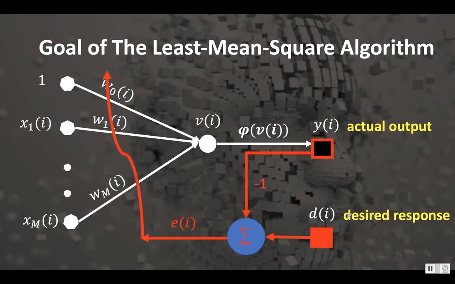The goal of the least mean square method is adjusting the weight vector W0, W1 until Wm through an iteration process. In the iteration process, the output of the perceptron is calculated with the input vector and the current weight vector. The output is then compared with the desired response, and their difference is called the error. The error is then used to adjust the weight. This process repeats until it reaches the last training sample.